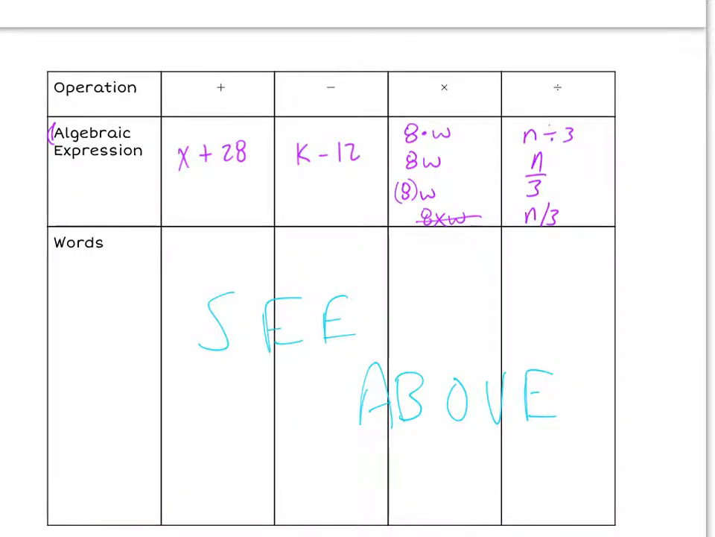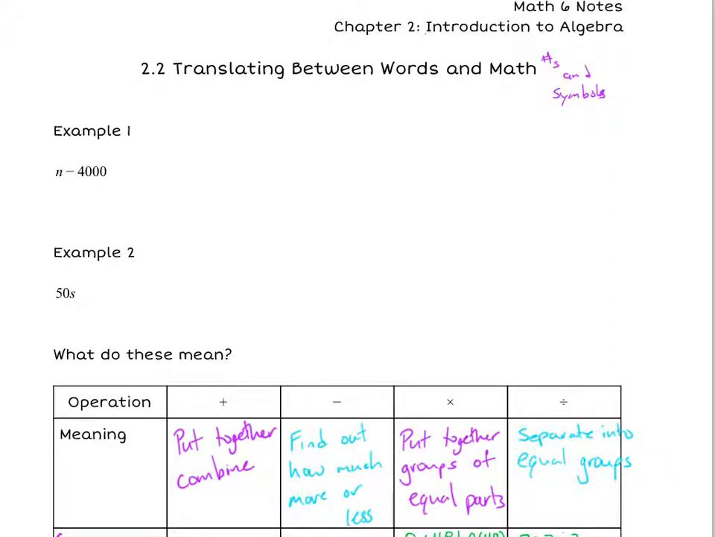All right, Example 1. Write a phrase for n minus 4,000. Who wants to give me a phrase for that? N minus 4,000. Who wants to give me another phrase for that one? N less than 4,000? Think about that. Is it n less than 4,000, or is it 4,000 less than n? Oh, 4,000 less than n. Yeah. Are there any other ones we could do? There's lots of them, right?